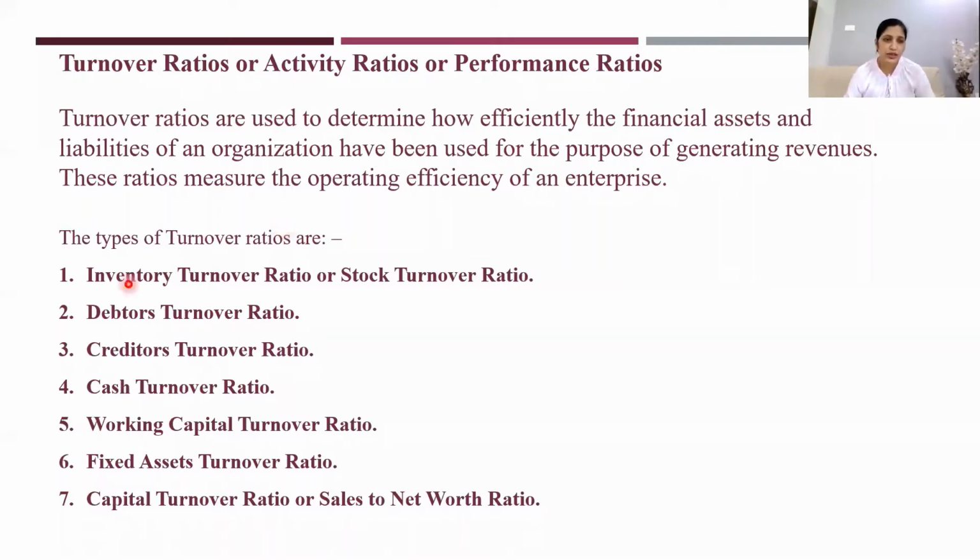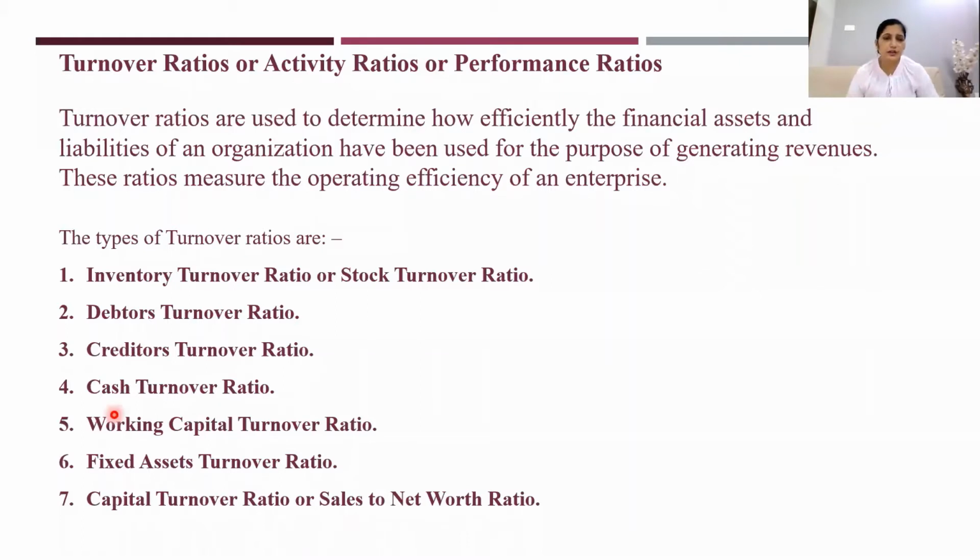Okay. So here we have 7 types of ratios. First one is inventory turnover ratio or stock turnover ratio. Then comes debtors turnover ratio and creditors turnover ratio. These two are very, very important. You always get this in your exam for 5 marks, either debtors turnover ratio or creditors turnover ratio. It is compulsory. Okay. Next is cash turnover ratio.